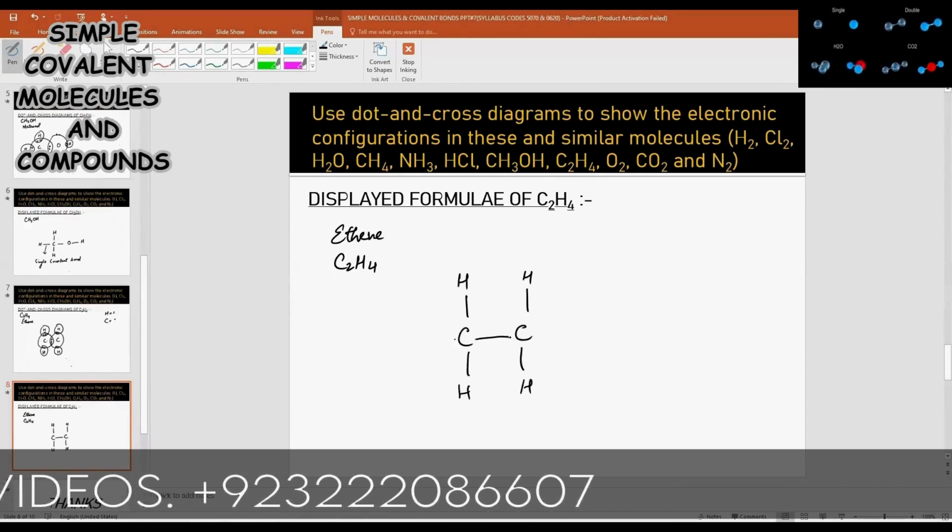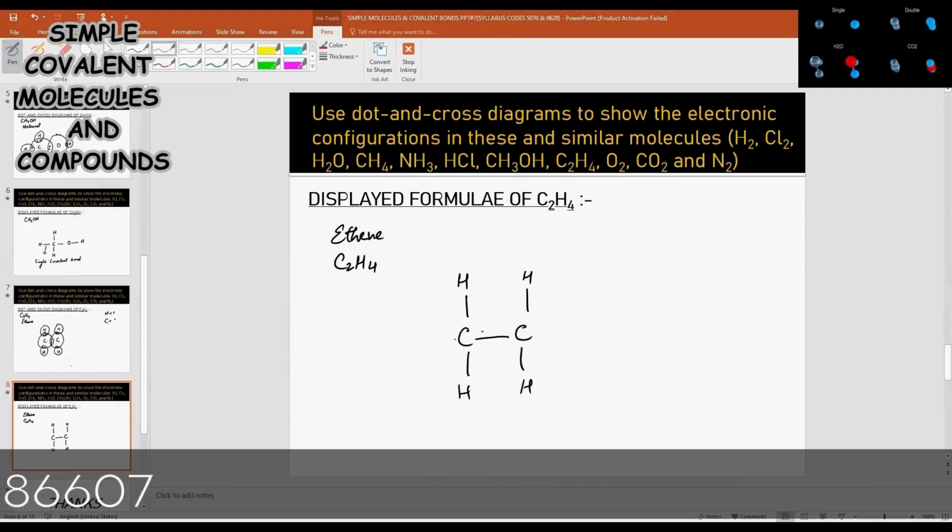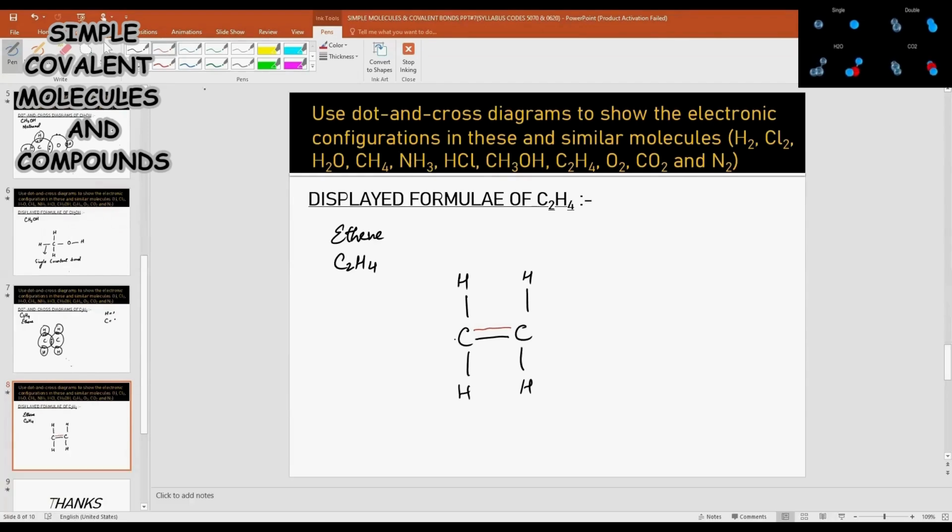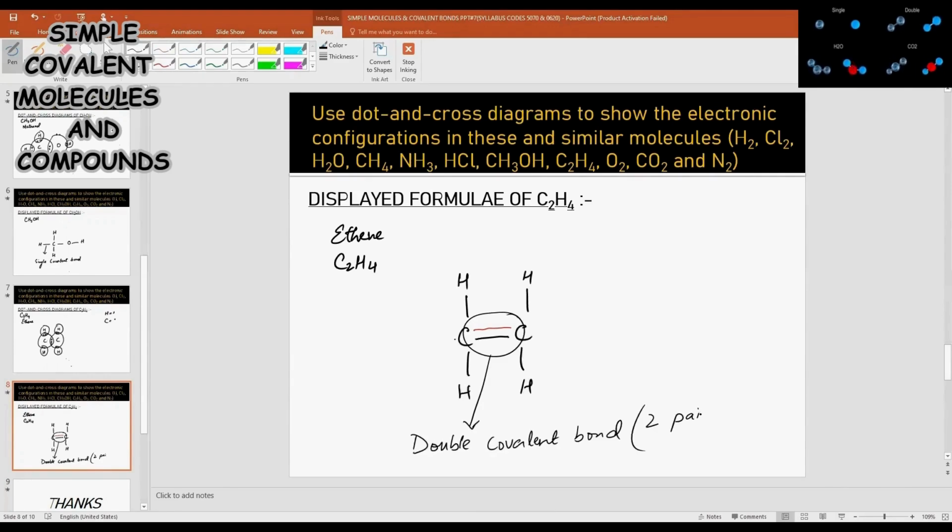Now I am showing the second bond of the double bond with a red line. This is a double covalent bond. Two pairs of electrons are shared here.